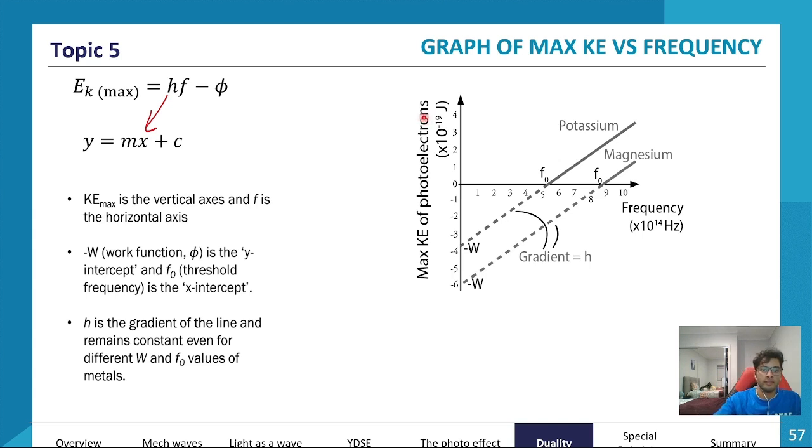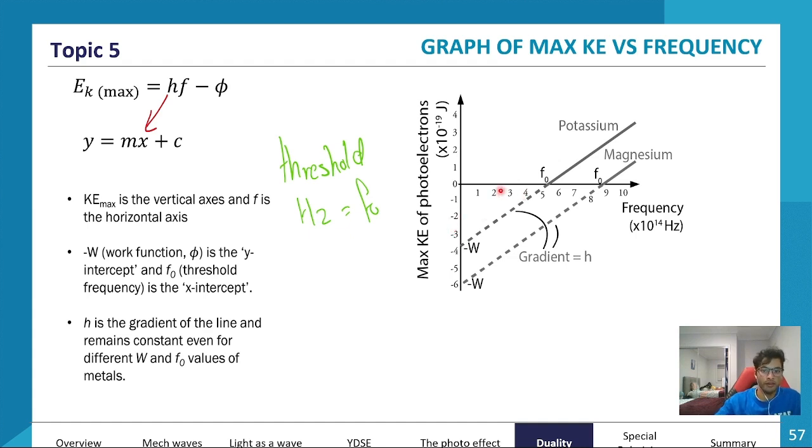Cool. And then there's these things, F0. F0 is our threshold frequency. What this is telling us is that for potassium, you need at least 5 times 10 to the 14 hertz of light to actually create a current, right? Because everything below this, the electrons don't have enough energy to get displaced.